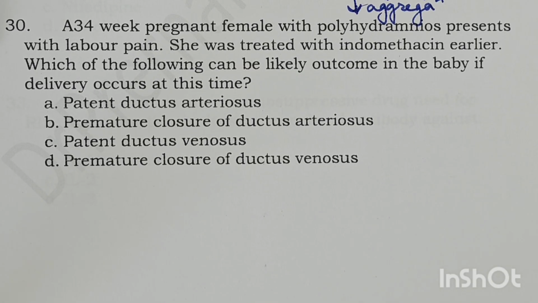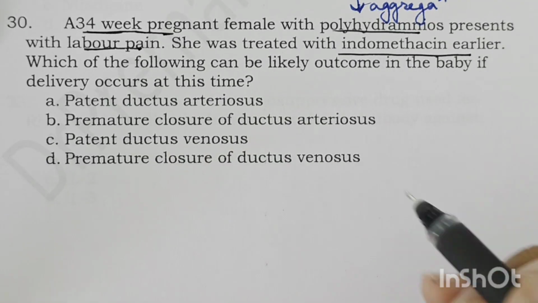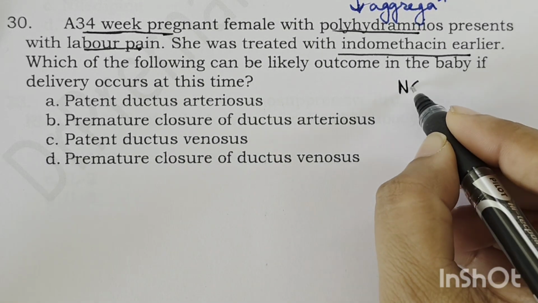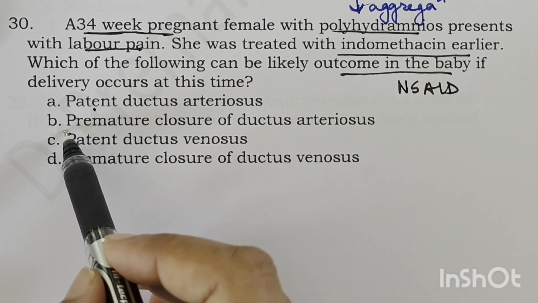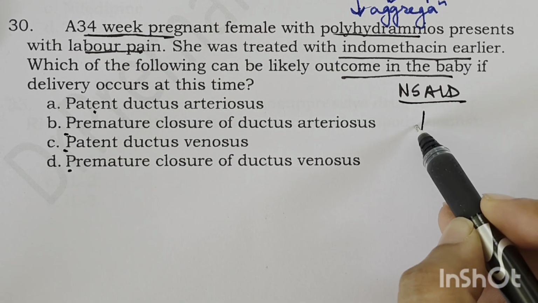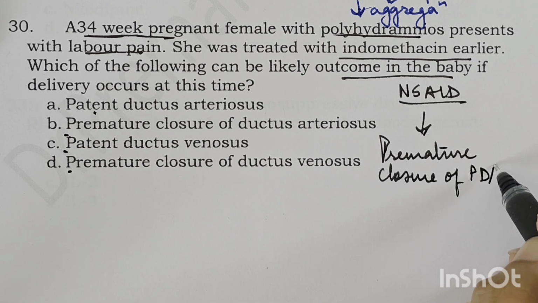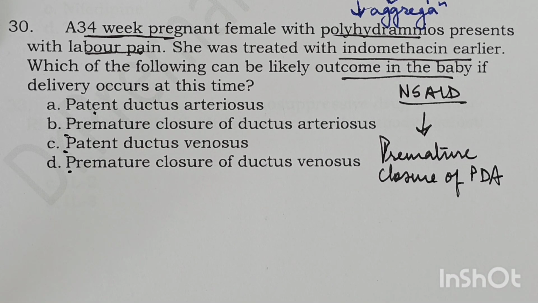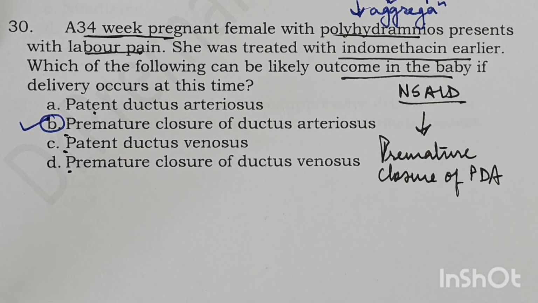Next question. A 34-week pregnant female with polyhydramnios presents with labor pain. She was treated with indomethacin earlier. Which of the following can be the likely outcome in the baby if the delivery occurs? Now, she is 34 weeks pregnant with polyhydramnios, has labor pain, and has been given indomethacin. Indomethacin is an NSAID. Now what can be the likely outcome? The options: premature closure of patent ductus arteriosus, or premature closure of patent ductus venosus. We all know that NSAIDs result in premature closure of the patent ductus arteriosus. Indomethacin will decrease the prostaglandin synthesis and will cause a premature closure of the patent ductus arteriosus, right? So that is the right answer here.